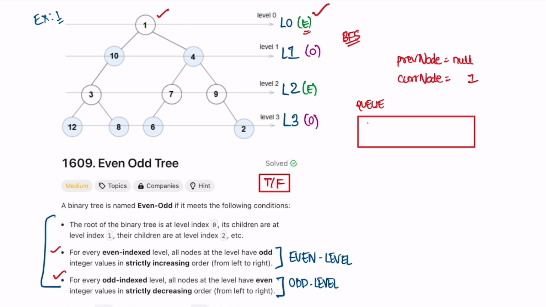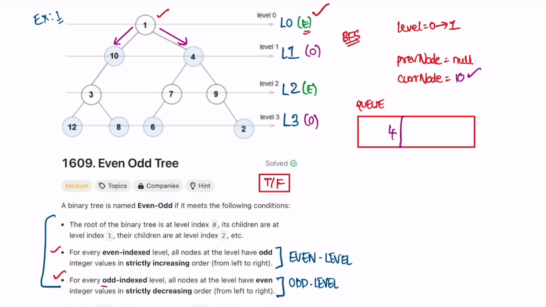And now for the next iteration, we keep track of the level. Level is initially 0. Now we have to go to level 1. How do you go to level 1? You add the children. You check if there is a left child. Yes, there is a left child, so add it into the queue. Check if there is a right child. Yes, there is a right child, so add it into the queue. Now take the topmost element from the queue, that will be the current node, and pop it from the queue.